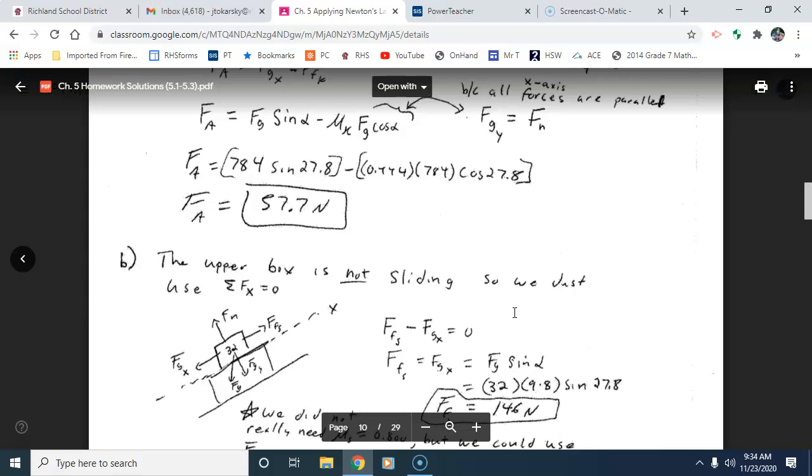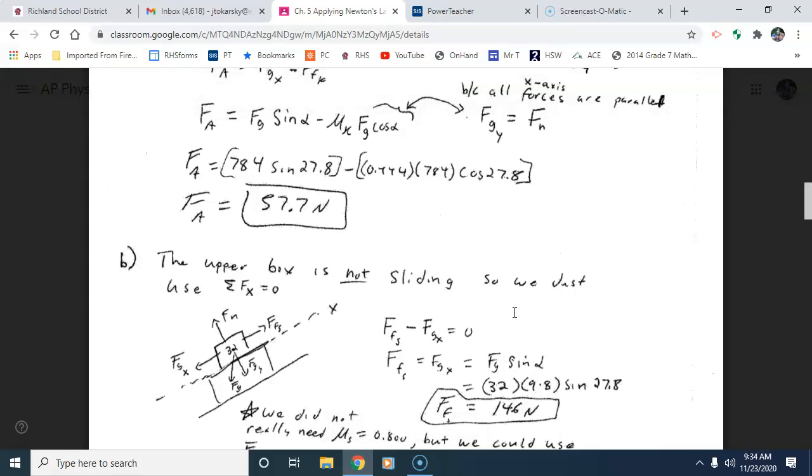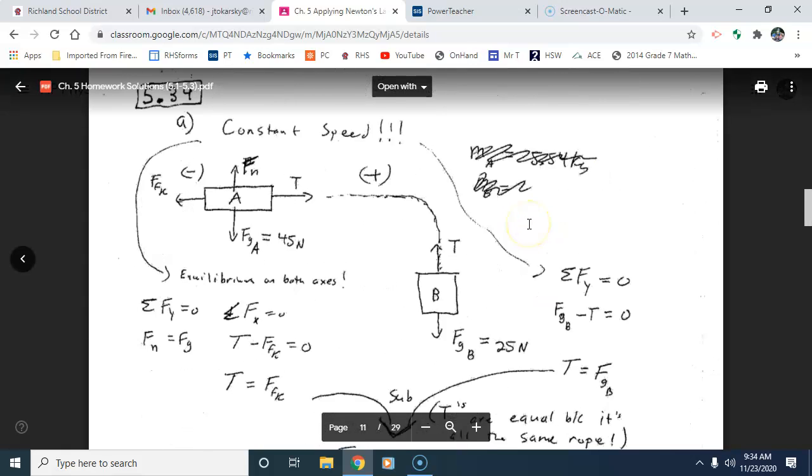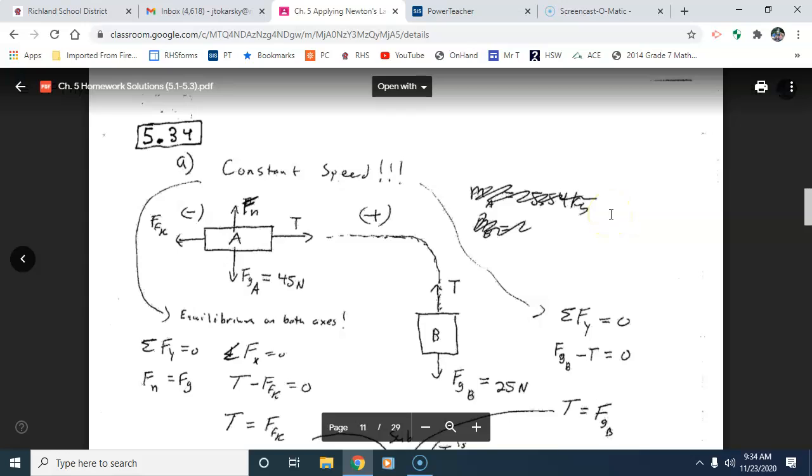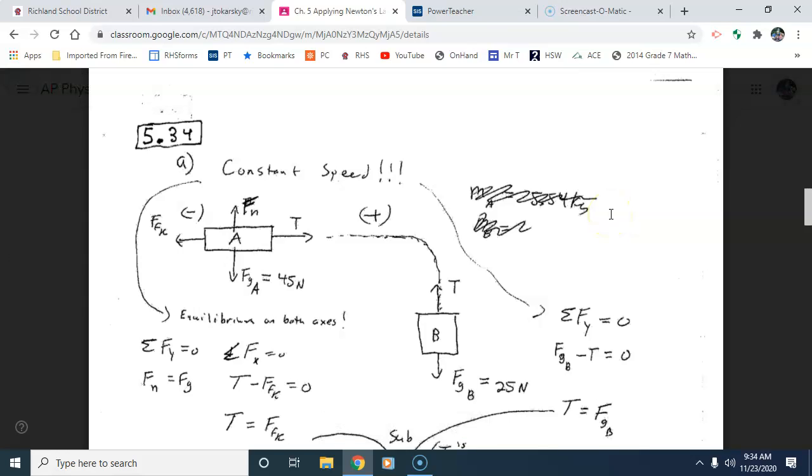Okay, if we're good on that one, other ones you got? 34. 34, okay. Looks like we got an Atwood system, right? Just with the pulley and whatnot. Some of them became really ugly Atwood systems later in the stuff, but don't get intimidated by them.